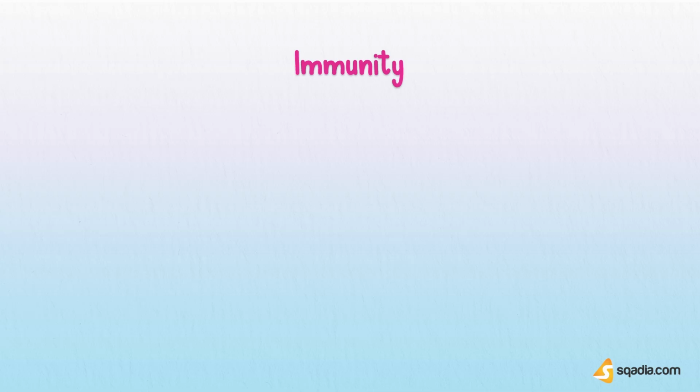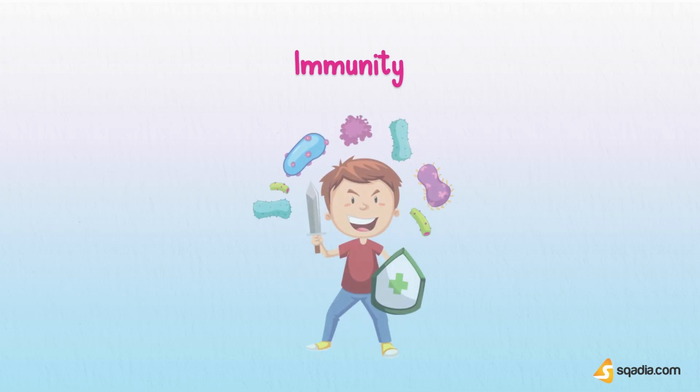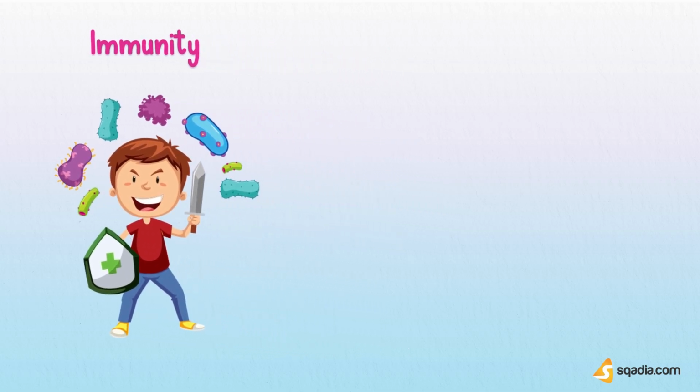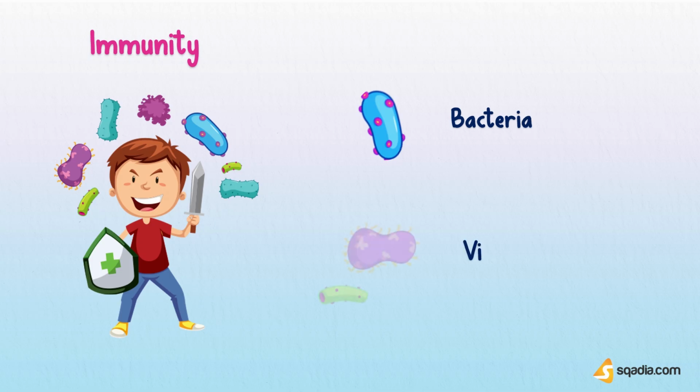What is immunity and its types? Immunity refers to the body's ability to prevent the invasion of pathogens. Pathogens are foreign disease-causing substances, such as bacteria and viruses. The immune system is designed to execute rapid, specific, and protective responses against foreign pathogens.